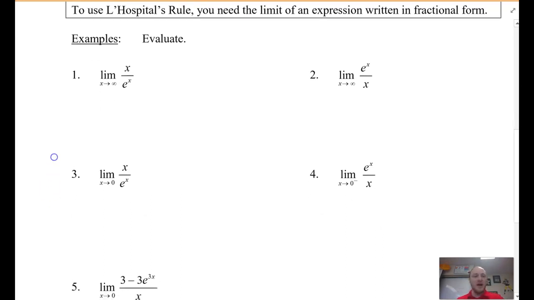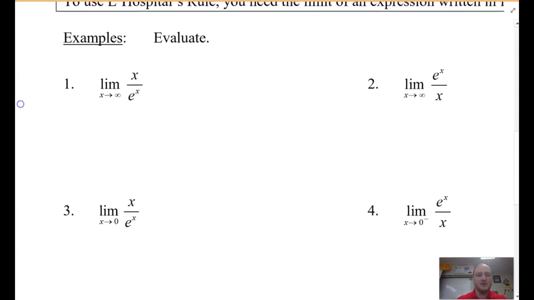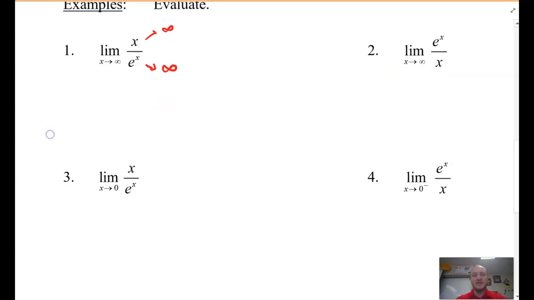So here we go. We're going to apply L'Hopital's rule. We have the limit as x goes to infinity of x over e to the x. If I plug in infinity, then this is infinity. And if I plug in infinity here, e to the power of infinity, that is also infinity. So notice that is indeterminate form.